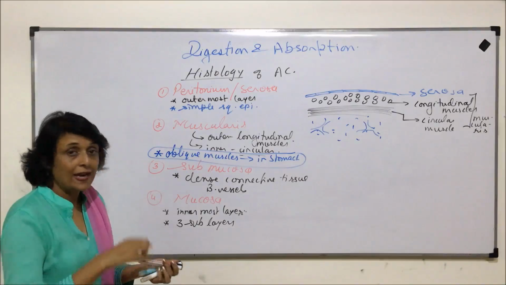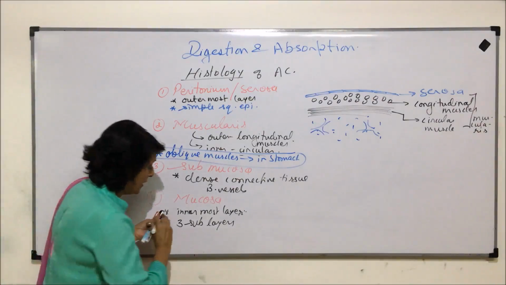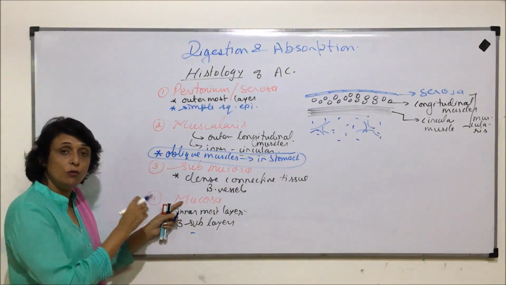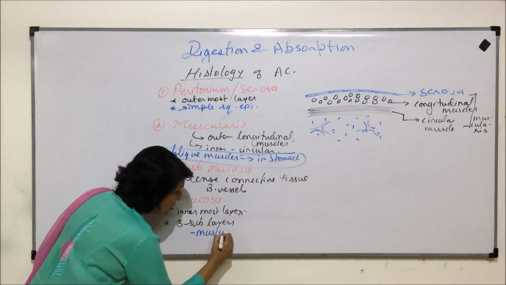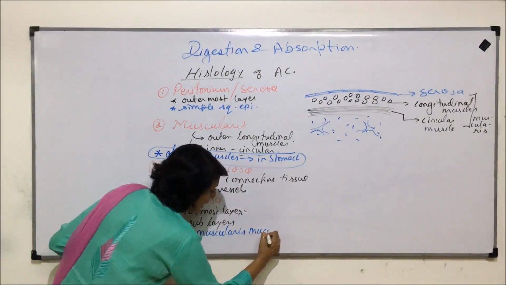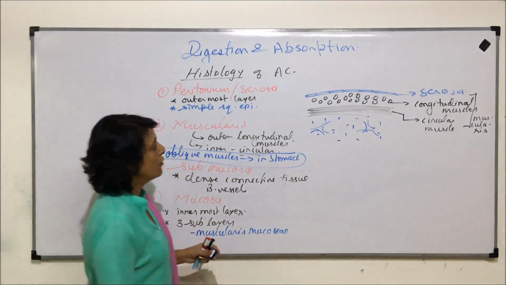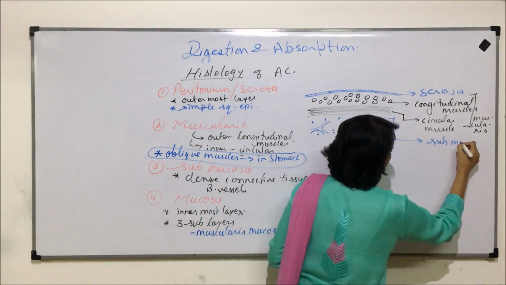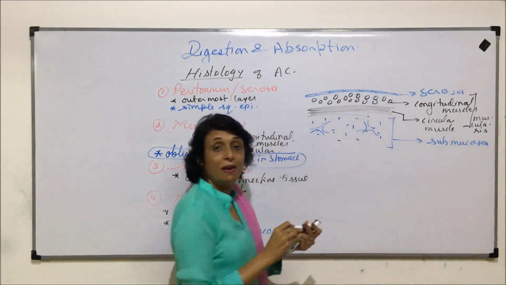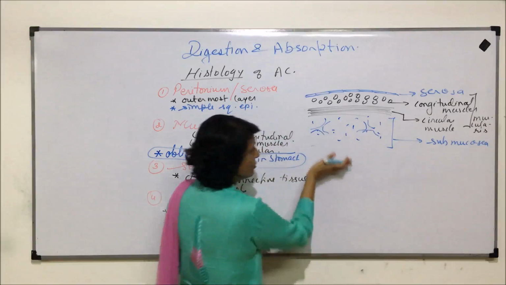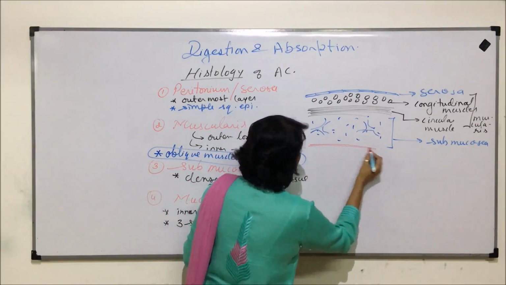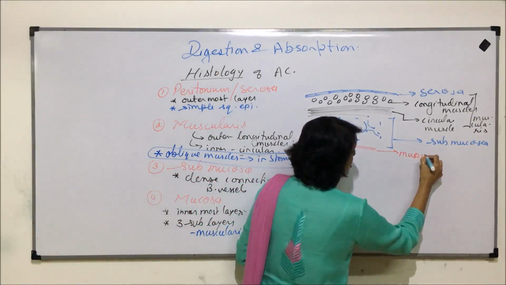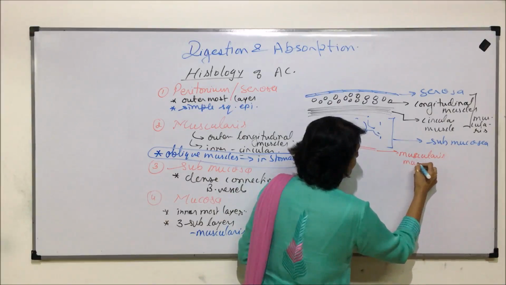There are 3 layers, and again we are going from outside inwards. The outermost is a muscular layer, and because it is the muscular layer of mucosa, it is known as muscularis mucosae. So this part is submucosa, and when we are drawing the 3 layers, we are on the innermost. Innermost means in this section. This is the muscular layer, so we label it as muscularis mucosae.